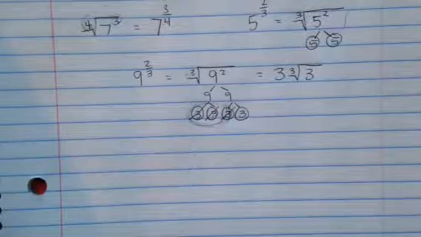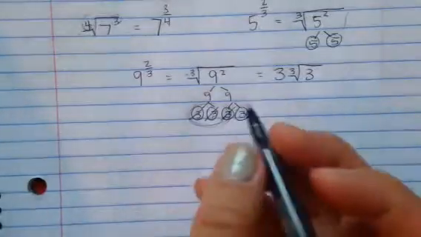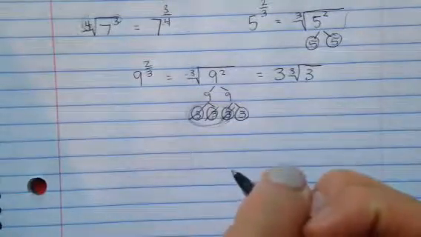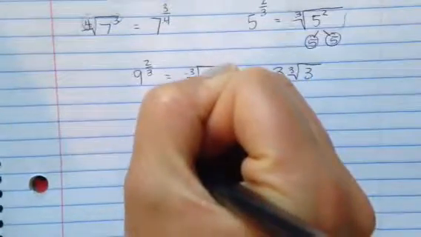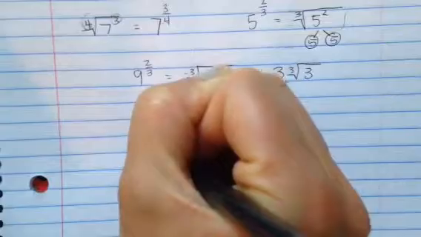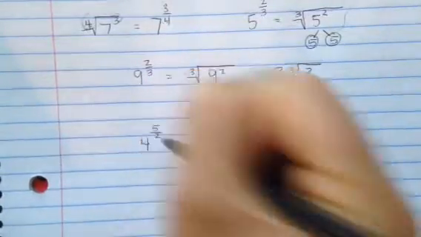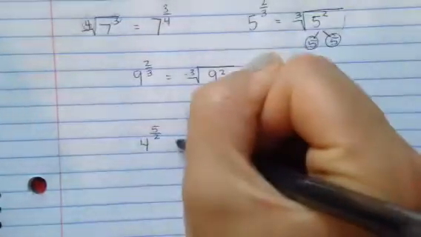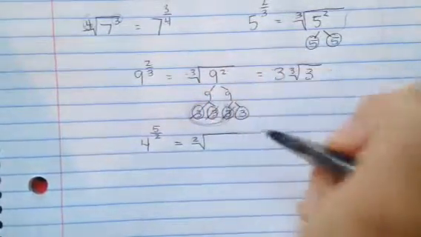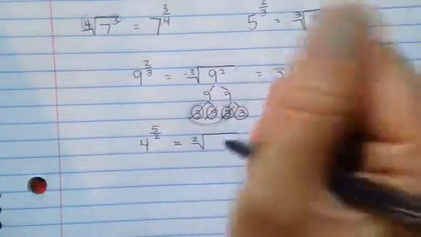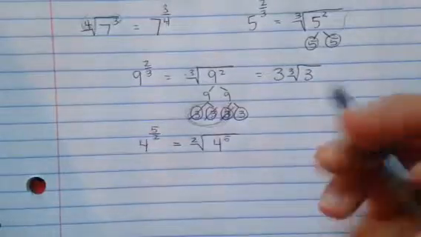Actually, yeah. Okay, let me think. Sorry, I'm just trying to think on my toes. Let's say 4 to the 5 halves. So that guy goes outside. And even though it's invisible, I always write 2 there. But really, if we didn't write a 2 there, it'd just be understood that a 2 was there.